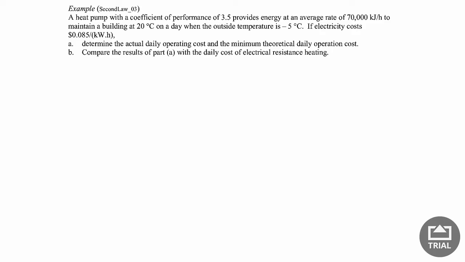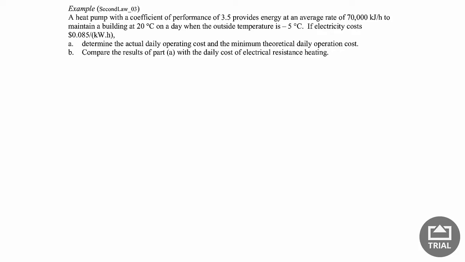We're also told the cost of electricity in terms of dollars per unit energy. A kilowatt hour is a unit of energy. We're asked to determine the actual daily operating cost and the minimum theoretical daily operation cost, and then we're also asked to compare the results of Part A with the daily cost of electrical resistance heating.